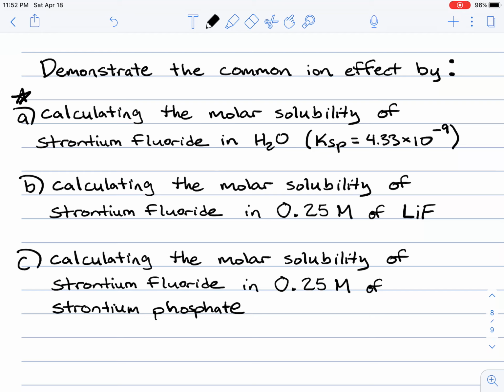And so if you're reading this first part A, we're going to calculate the molar solubility of strontium fluoride in water. The Ksp of strontium fluoride is 4.33 times 10 to the negative 9. So this substance in water with no addition of any ions will have a specific molar solubility at a specific temperature. Let's just say at 25 degrees Celsius. Okay? And so part A is going to be our control. What is the molar solubility when we're at 25 degrees Celsius and we're not adding any common ions? And we're going to see how that molar solubility will change once we start adding common ions to it.